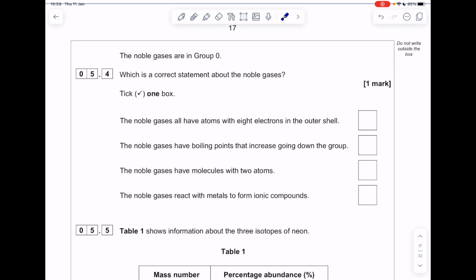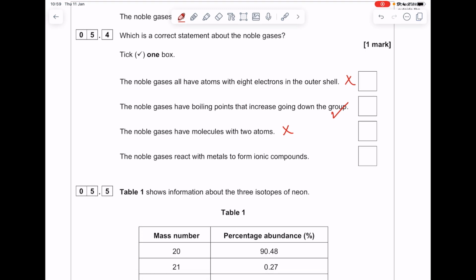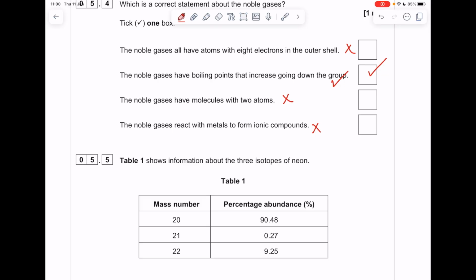The noble gases are in group 0. Which statement is correct? The noble gases all have atoms with 8 electrons in the outer shell. No, because the ones at the top don't. The noble gases have boiling points that increase down the group. That's true. The noble gases have molecules with 2 atoms. No, they're not diatomic. That's characteristic of the halogens. The noble gases react with metals to form ionic compounds. No, again, not true. So the answer here is the second option. The reason for that is actually quite an A-level reason, which is to do with increasing Mr, which increases the strength of the intermolecular forces.